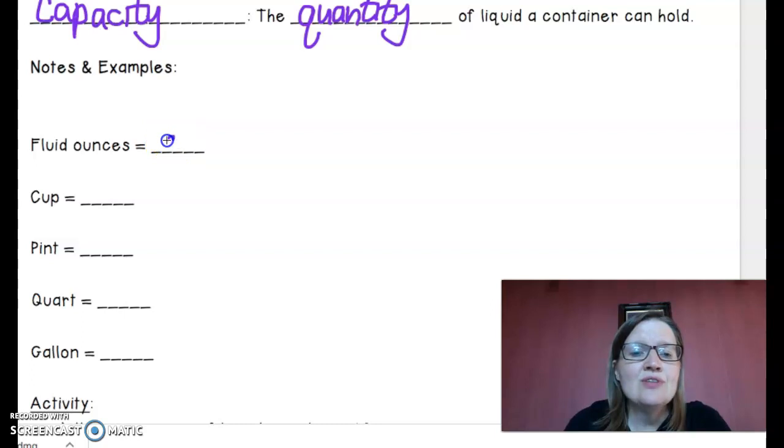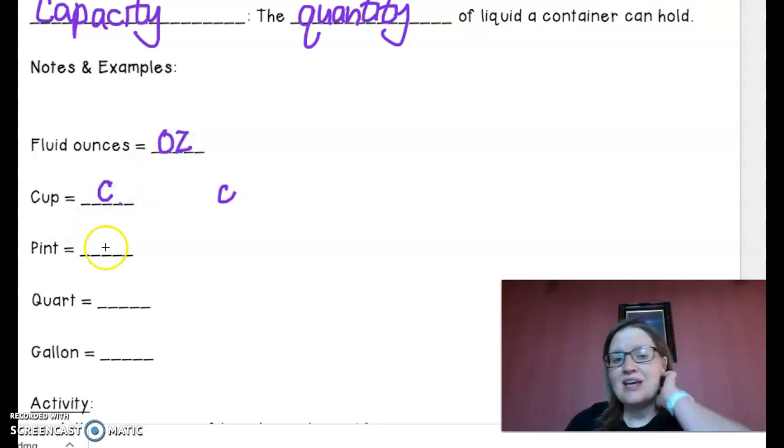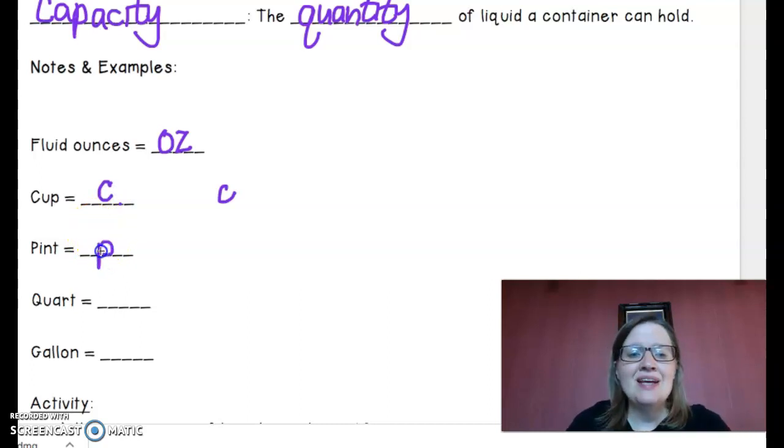Now, there are some abbreviations that will be helpful. When we say ounces, we abbreviate it OZ. Cup, you'll see it in recipes, is C. Pint is PT. Quart will be QT or QRT. I personally like QRT. And gallon is GAL.